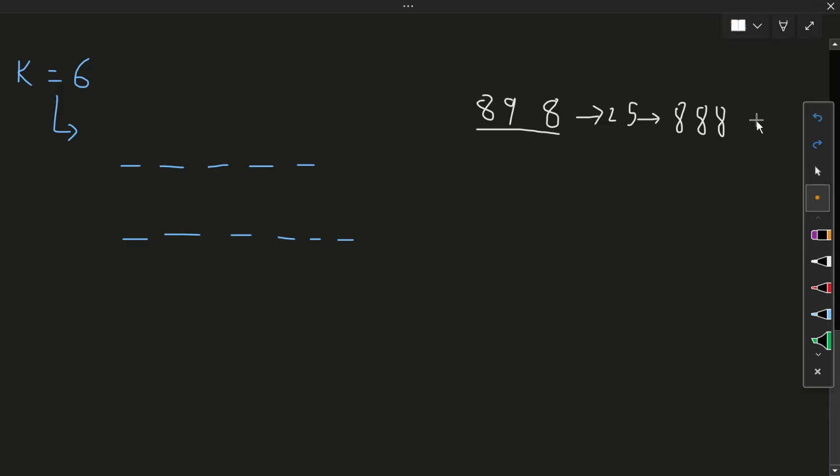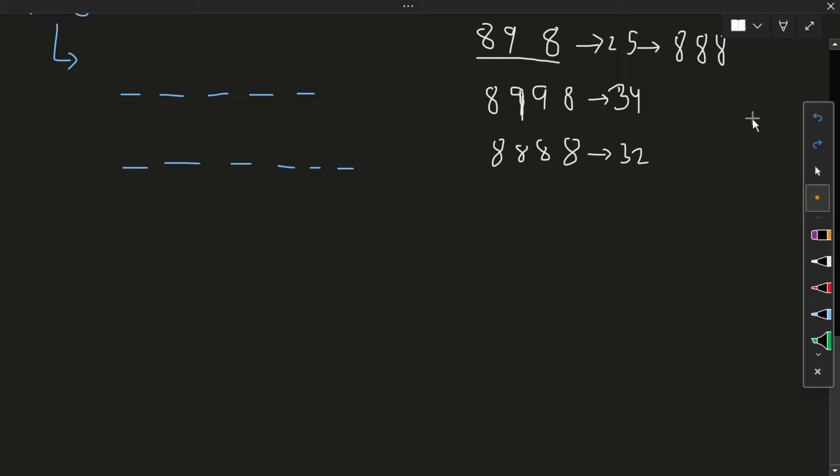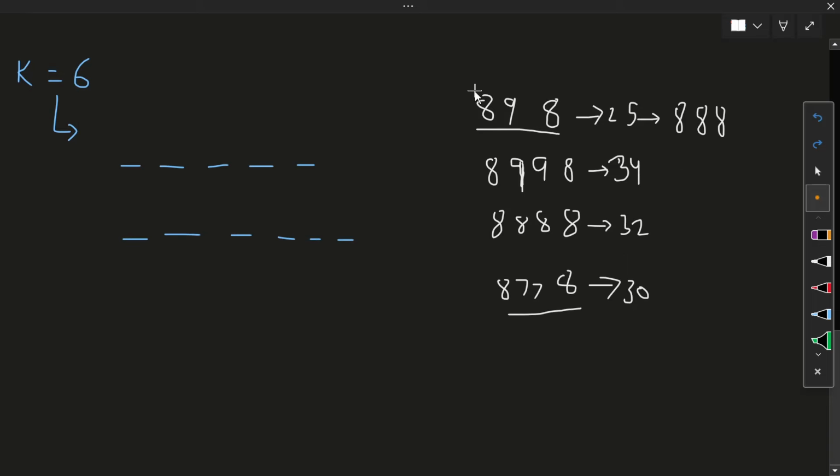Let's talk about the even case. 899, its sum is 34, so we cannot pick 34. Let's subtract 1. So 888, its value is 32. It is not divisible by 3. Let's take this value, 8778. Its summation is 30. Now it is divisible by 3. So the number is divisible by 3 and 2. So we have found the pattern, but let's analyze one thing.